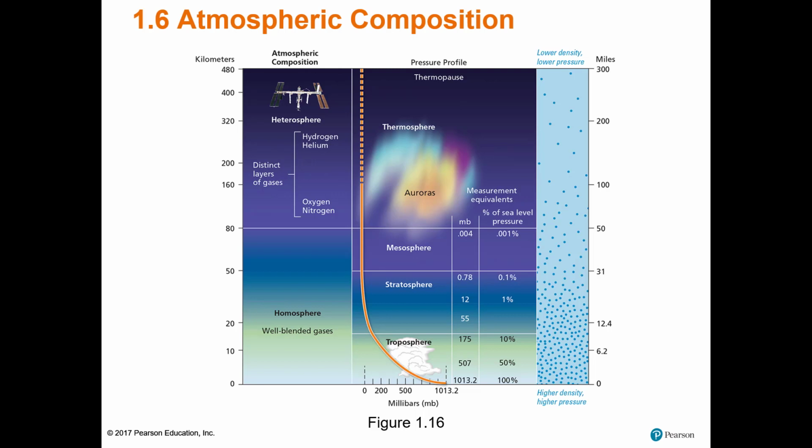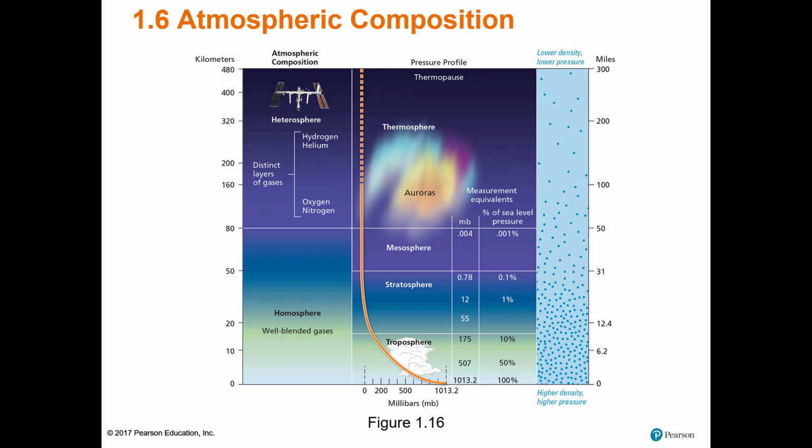So here is a representation of atmospheric composition and pressure profiles. If you look at the divisions on the very left, there are two, the heterosphere and the homosphere. Heterosphere has distinct layers of gases, and the homosphere has well-blended gases. The pressure profile, or thermopause, is divided up into thermosphere, mesosphere, stratosphere, and troposphere.